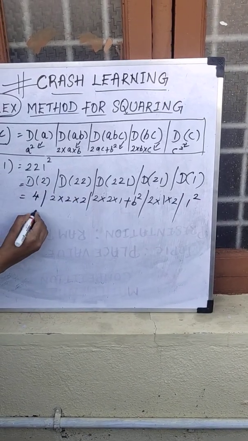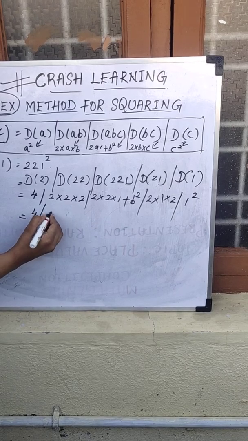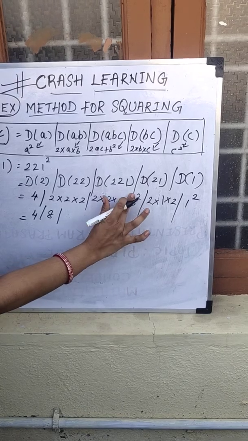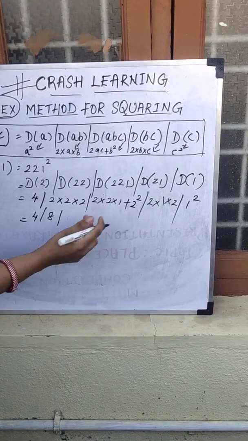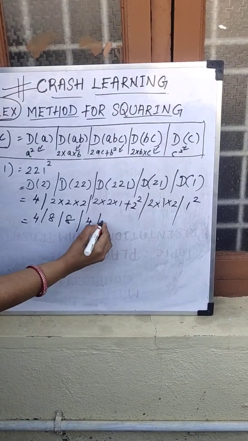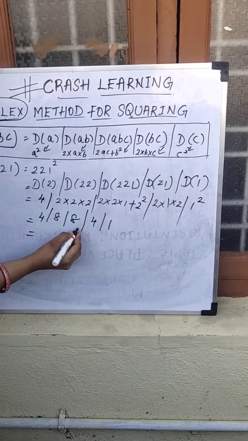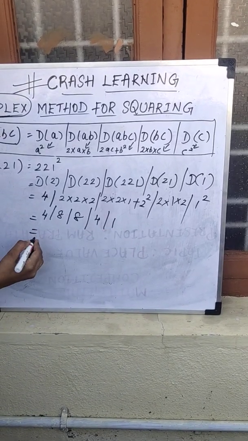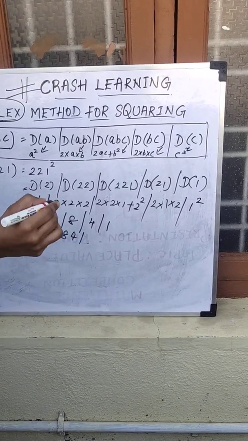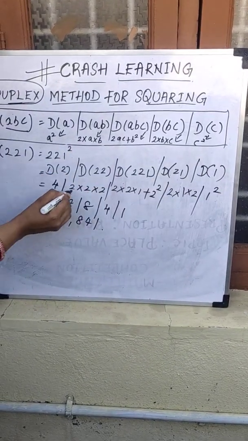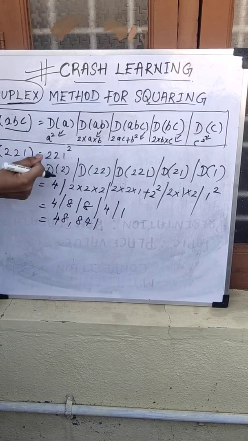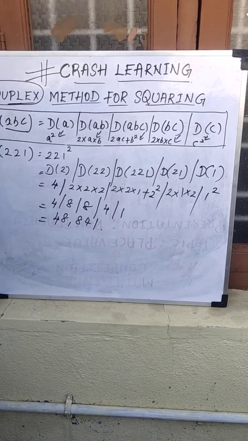Now write the answers. This is 4; 2 twos are 4, 4 twos are 8. And then 2 twos are 4, plus B square, this is 2 square, so 2 square is 4, and 4 plus 4 is 8. And then 2 twos are 4, and then 1 square is 1. Now there is no 2-digit number in any case, so we can write the answer together. The answer is 48,841. If you practice more, we can skip these steps and directly go to the answer. Within 5 to 10 seconds you can get the answer. Once we have practiced more, we can get the answer quickly.